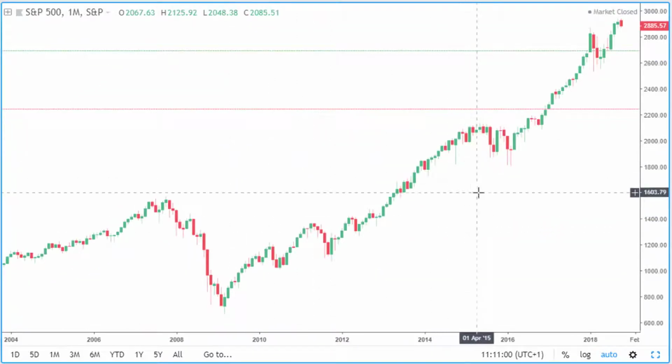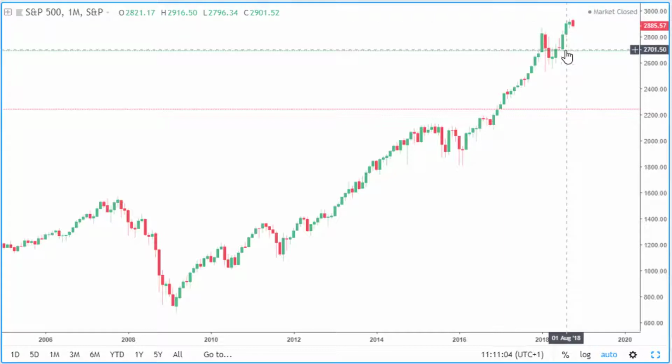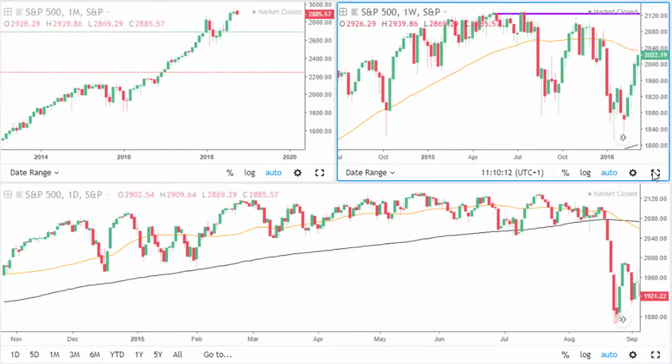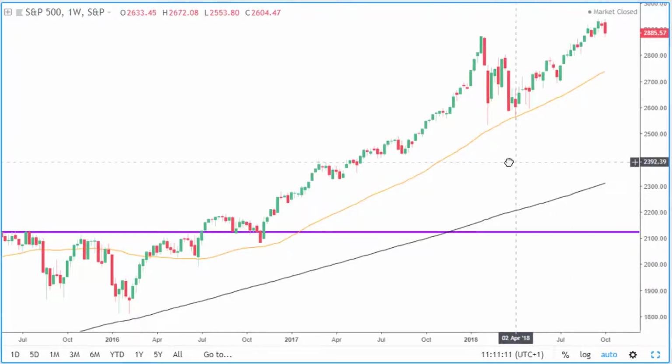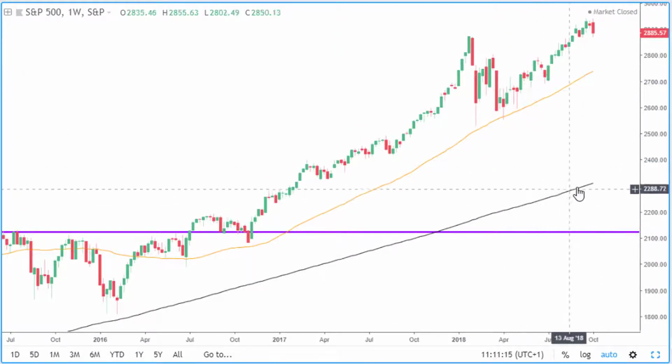So if we look at the monthly time frame, price is still in an overall uptrend and above last year's high. Going over to the weekly time frame, price is above the 50 simple moving average and above the 200 simple moving average.